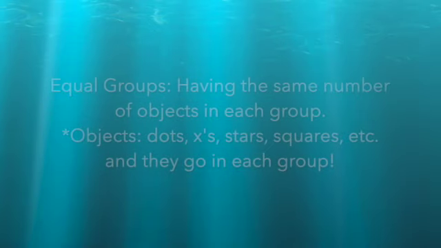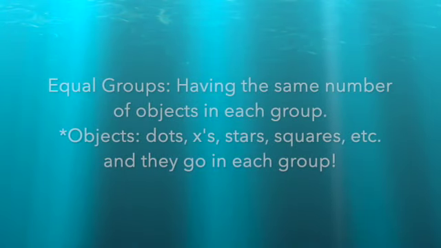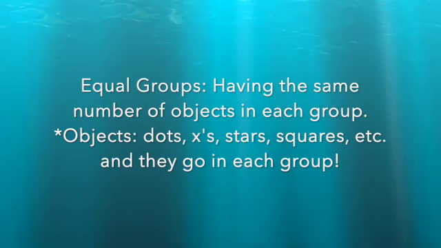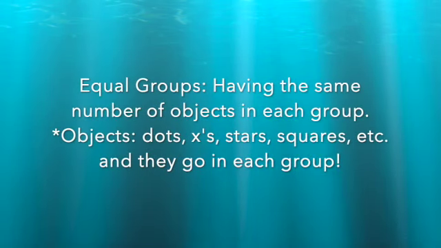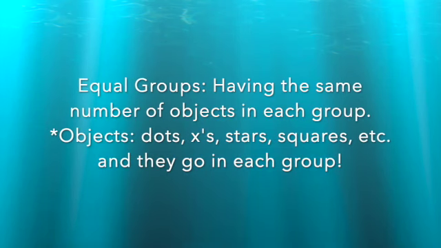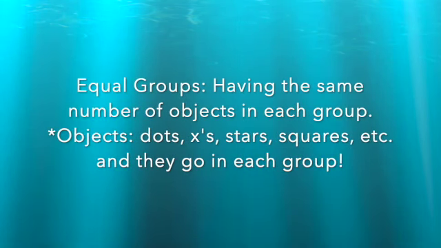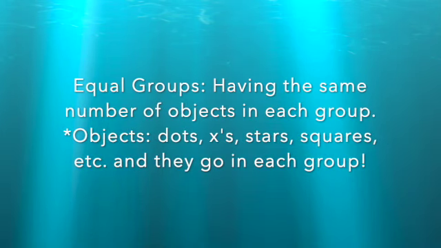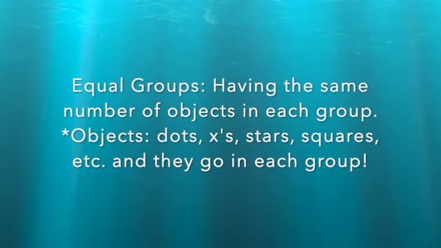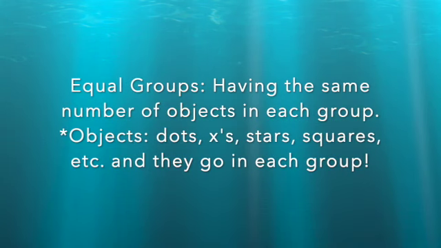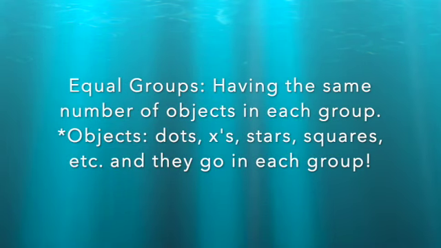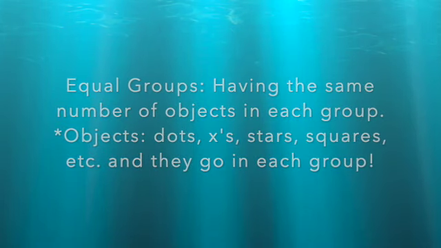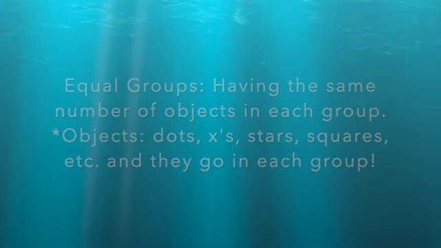So some words we are going to have to know today is equal groups. And equal groups, that just means having the same number of objects in each group. And you're going to learn how to do that today with multiplication with this strategy. And also just objects could be anything like dots, X's, stars, squares, any little object that I can put in each of my groups, and that will represent my number or my answer.